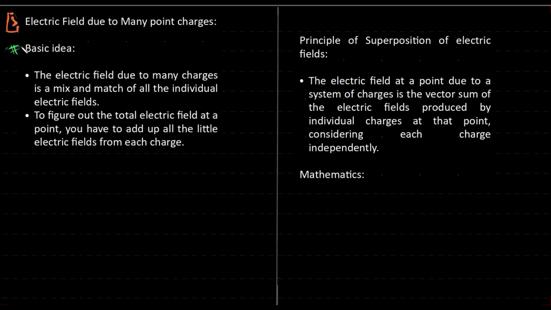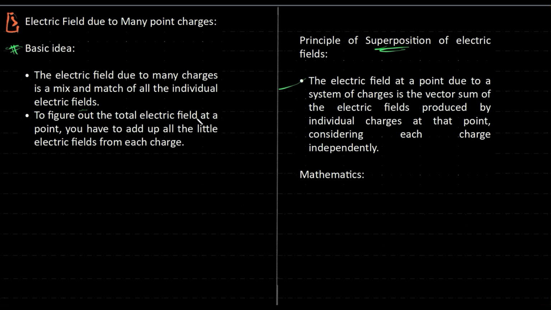We just saw that a point charge can create an electrical field which is spherically symmetrical, radially outward, right? So now what if we have many charges? What to do? The electrical field due to many charges is a mix and match of all the individual electrical fields, like how we study in the superposition theorem. Here too we are making use of the superposition theorem.